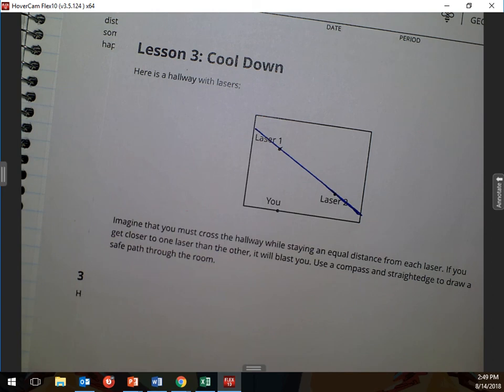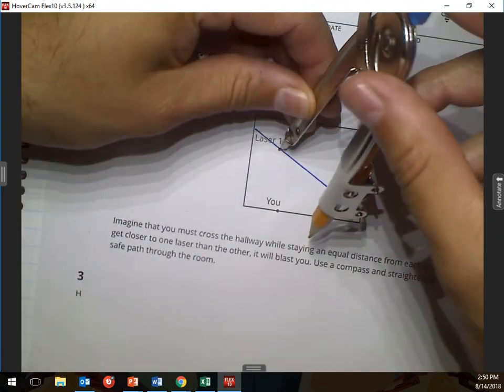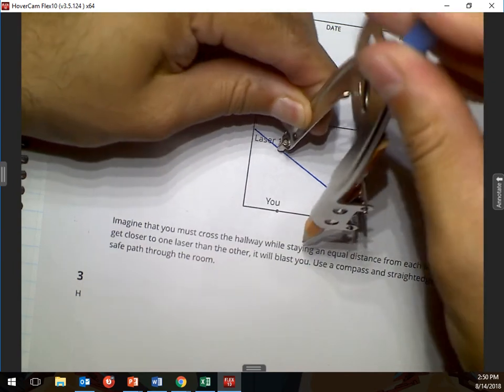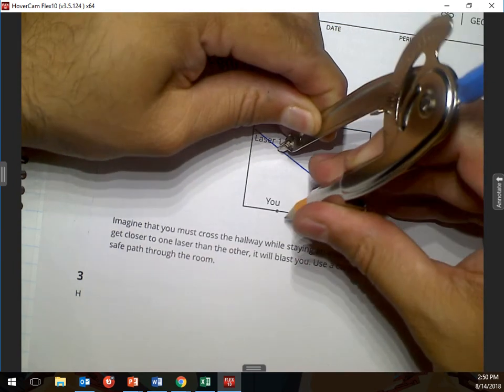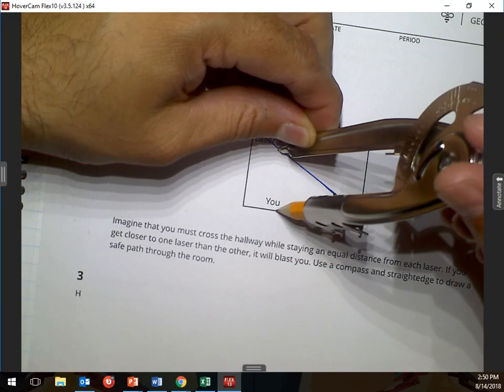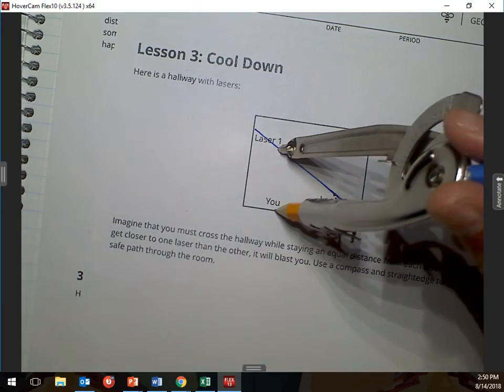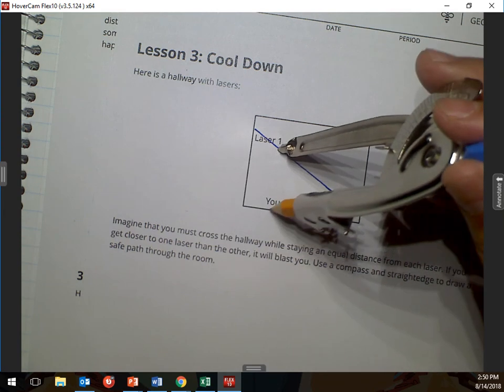Now, since we want it to be equidistant, I want it the same distance. So now I'm going to take my compass. If I find my compass, there it is. And I'm going to stab laser one and measure it to you. Now, stab laser two and measure it to you also.